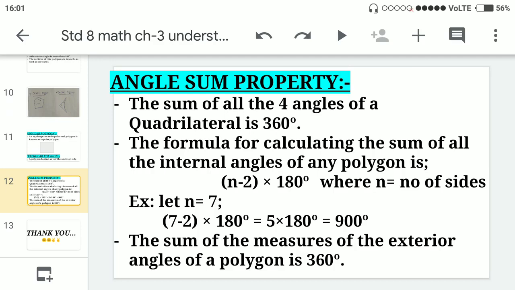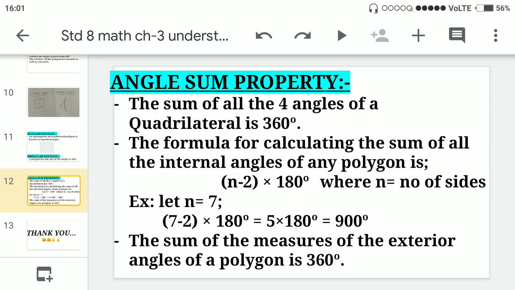So if we take the number of sides as 7, it is a heptagon. If we take n as 7, the formula will be (7 minus 2) into 180 degrees. So 7 minus 2 is 5. So 5 into 180 will be 900 degrees. That means the total angle sum of a heptagon is 900 degrees. Likewise, if it is more than 7 or whatever number it may be, we can calculate by putting in the formula (n minus 2) into 180 degrees.